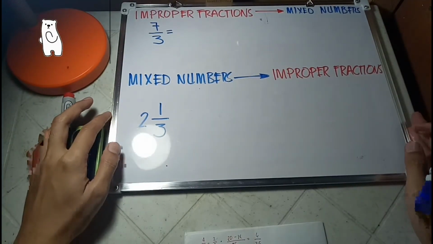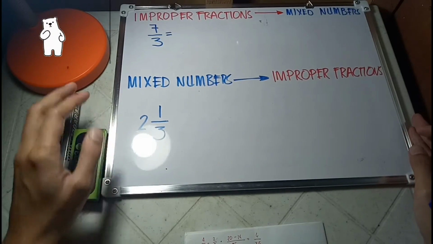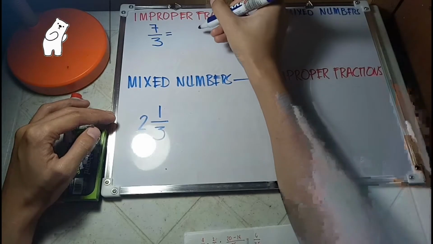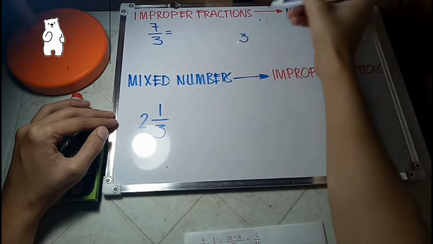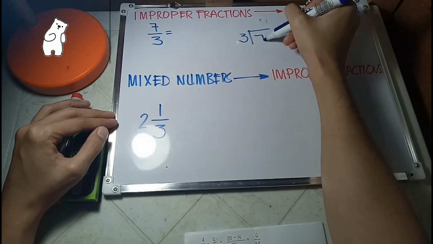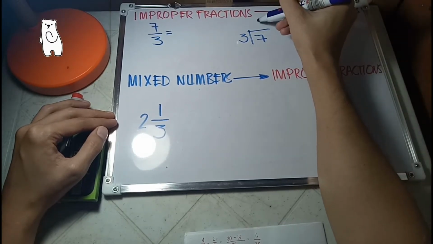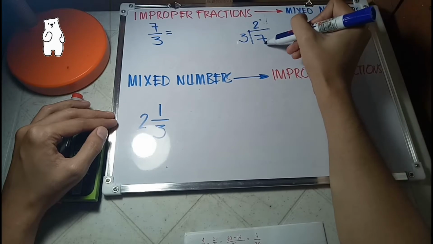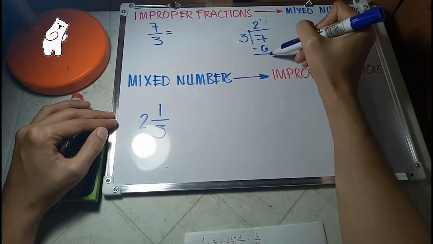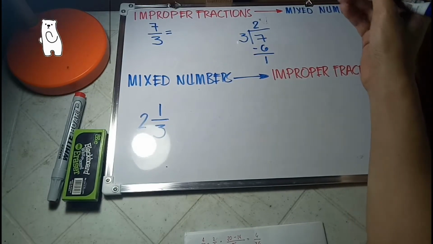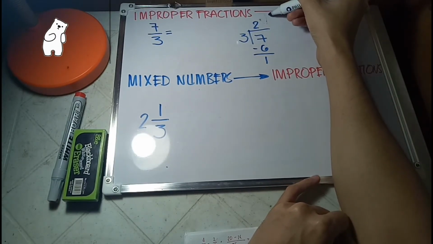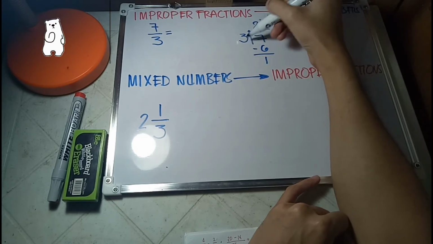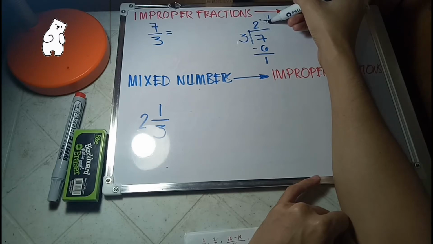In this case we'll be dividing 7 by 3. 3 will be our divisor, at sulat ko lang dito, while 7 will be our dividend. So 7 divided by 3, then we have 2. 2 times 3 is 6. 7 minus 6 is 1. Now 1 divided by 3, this 3 and 1 cannot be divided. So yung mangyayari, yung 1 natin or the remainder will be our new numerator, while our divisor will be our new denominator.